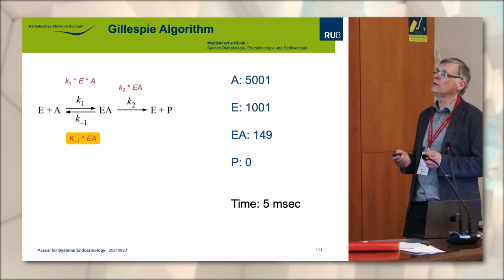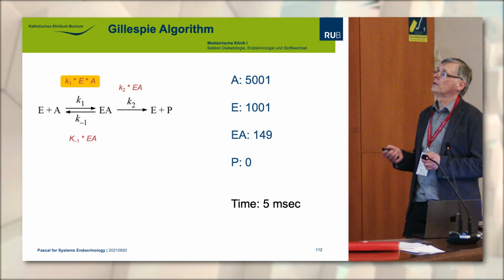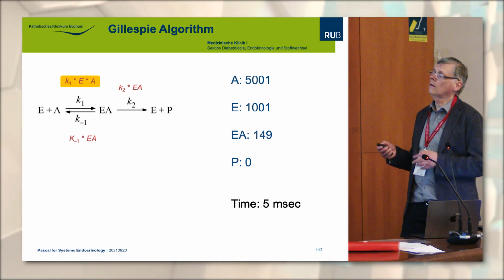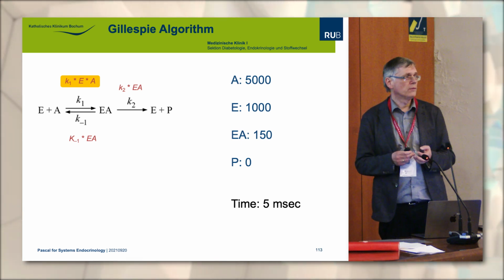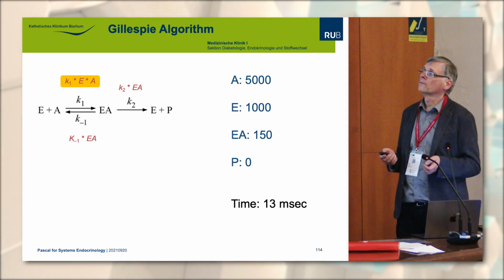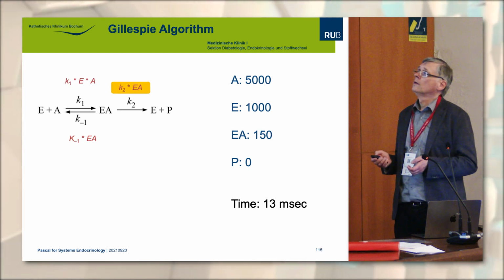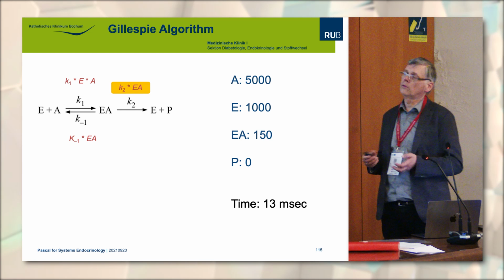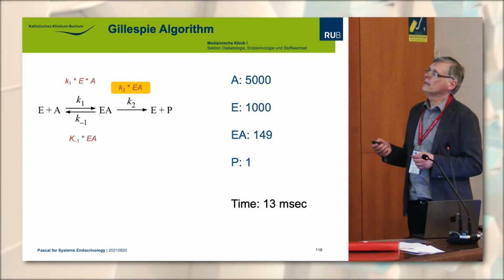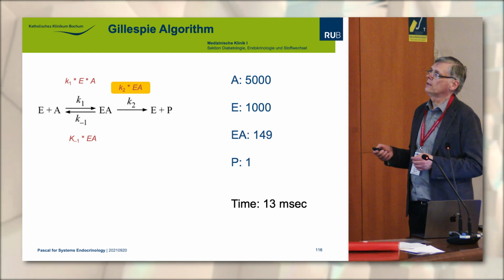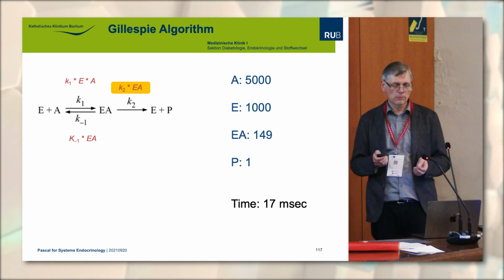The next step may be this direction here with K1. Then EA already rises by 1, and the other two species decrease by 1. And then the next time may be 13 milliseconds, and then the algorithm may select this reaction to occur. Then EA goes down to 149, and we have the first product created. This is the idea of the Gillespie algorithm.